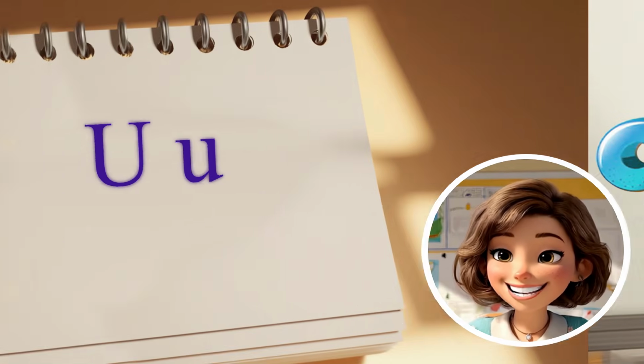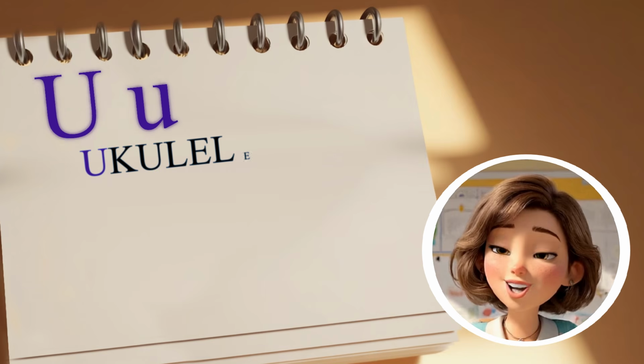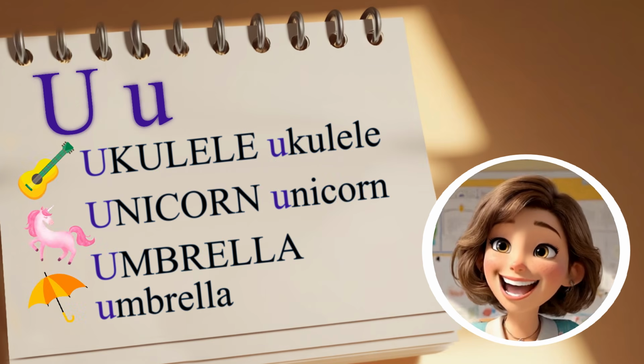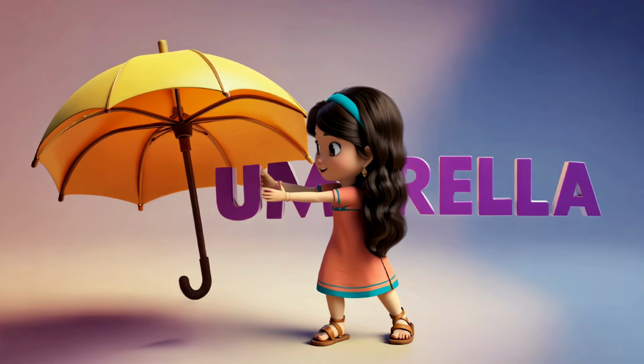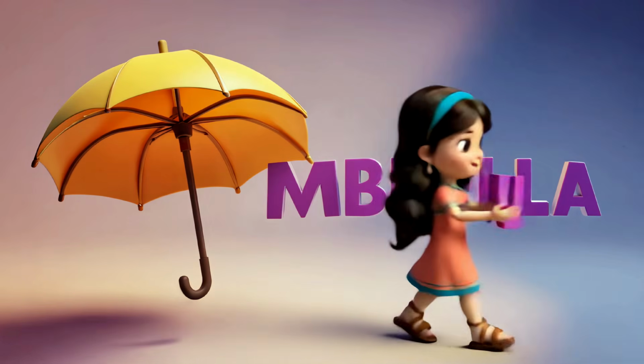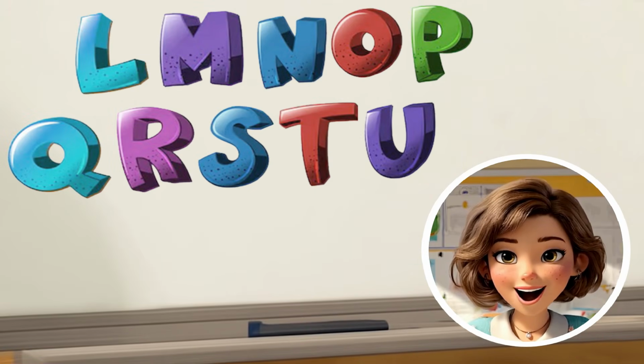The next letter is U. Oh, U. That sounds unusual. What could I find? You might spot a ukulele, a unicorn, or an umbrella. Look what I've got. An umbrella and the letter U. Unbelievable, Annie. We're really making progress.